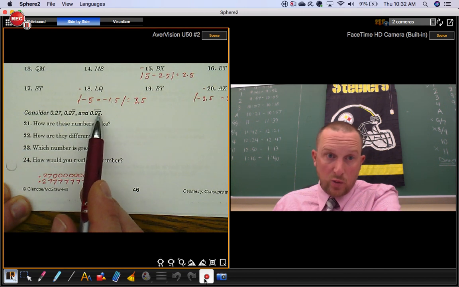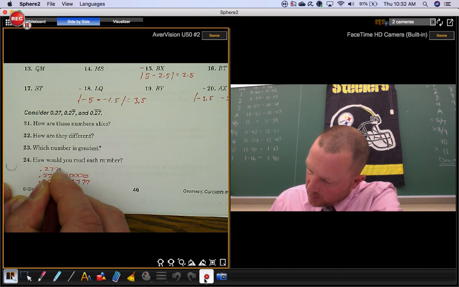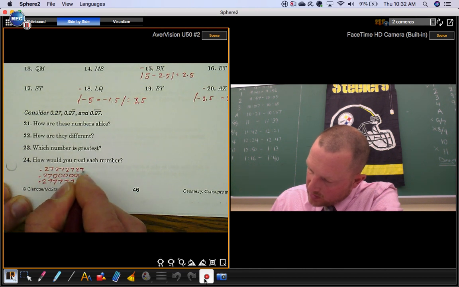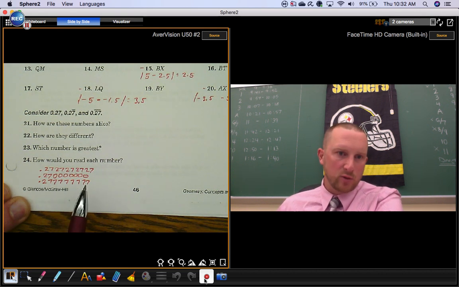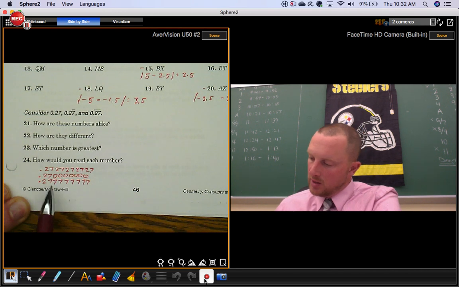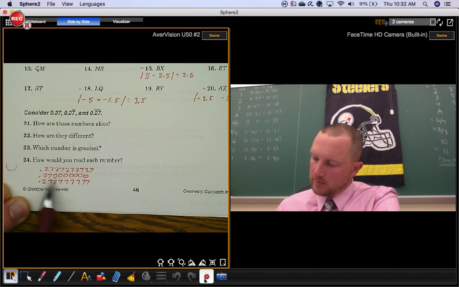In this one, the 27 is repeating. So maybe I'll just write it up here because I'm kind of out of room. So just put a bunch of 27s. Okay, now that you have it written out kind of in an expanded form, this is how you would read them. This would be 27 hundredths repeating. You could say it like that. This one is just 27 hundredths. And this would be maybe 0.2 with a 7 repeating. You could say it like that.